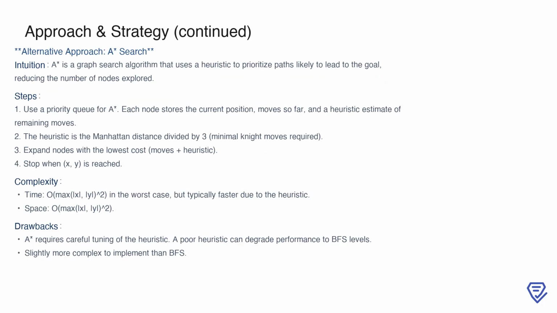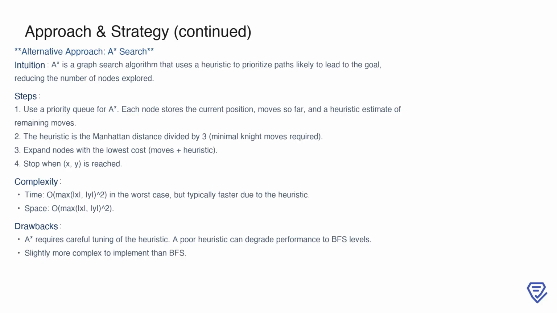Another strategy worth considering is the A* search algorithm, which uses a heuristic to prioritize paths that are likely to lead to the target more quickly. A* combines the number of moves taken so far with an estimate of the remaining distance, guiding the search toward the goal in a more focused manner. Here, the heuristic is based on the Manhattan distance to the target, divided by 3, since a knight can cover at most 3 units of distance in one move.